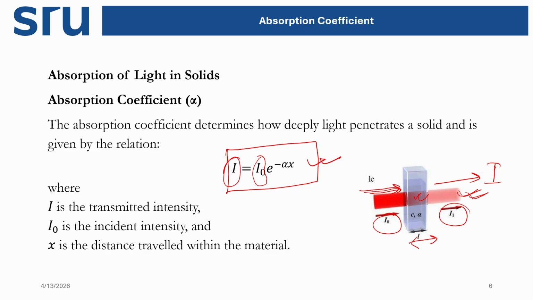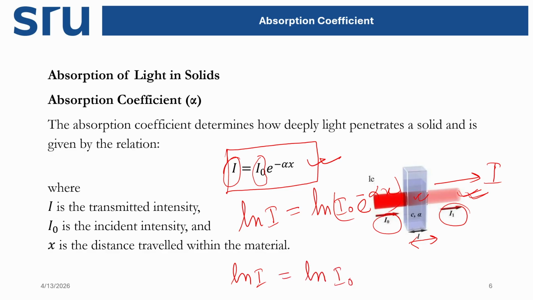So what we can do, we take ln on both sides, then it will be ln I equals ln of I0 e to the power minus alpha x. So then what will happen? ln I equals ln I0 minus alpha x. So we plot it like y equals mx, then we get the slope. From the slope we can calculate the alpha value. So this is known, and this is known. We put in the values, then we calculate the alpha value. Like this we can calculate.